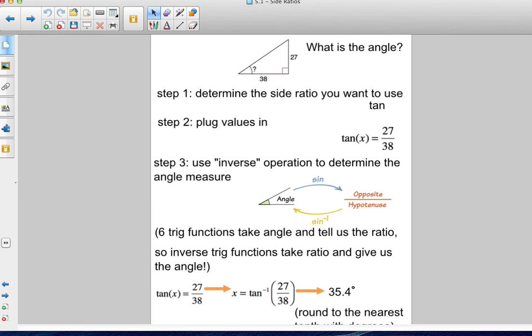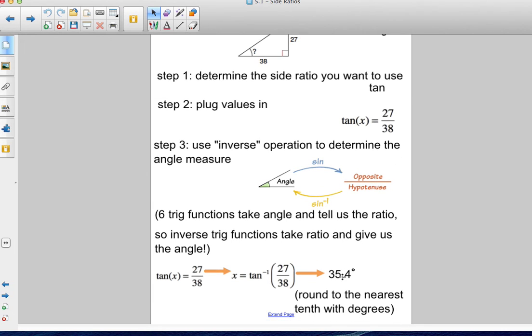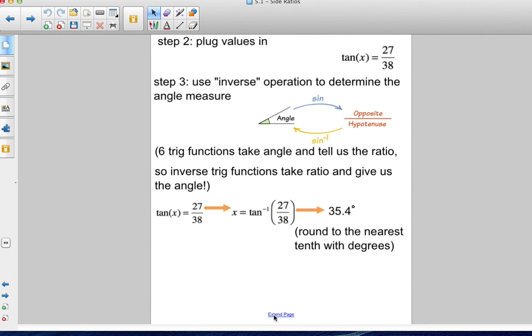Now, I will say this, you want to round to the nearest tenth of a degree. When in doubt, nearest tenth of a degree. For now, we're going to do some with minutes. That'll be the next day. But 35.4 degrees.